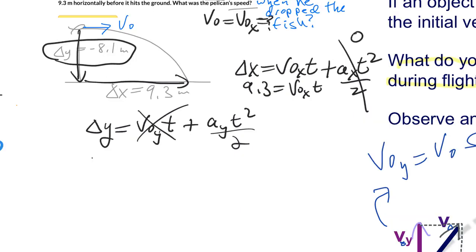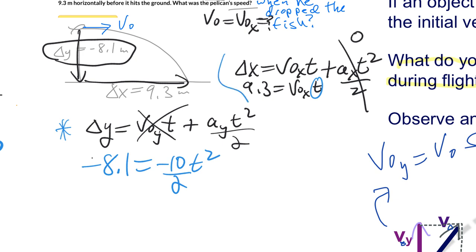So let's go back to this equation right here. We got negative 8.1 equals negative 10 over 2 times t squared. So I can find t. This is what I have to find first anyway. Once I find the t, I'll plug it in here and I'll solve for VOX.